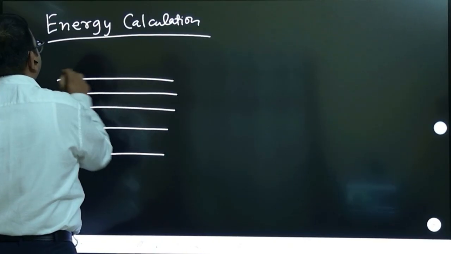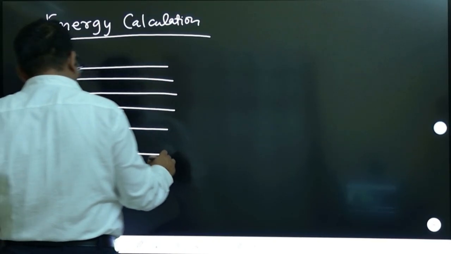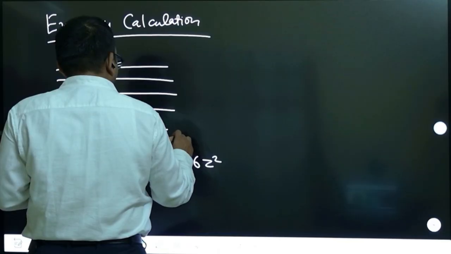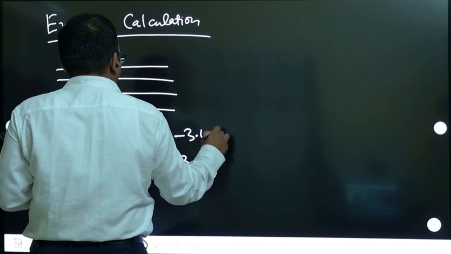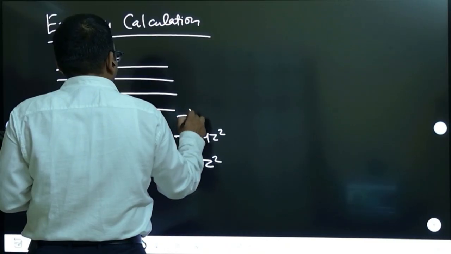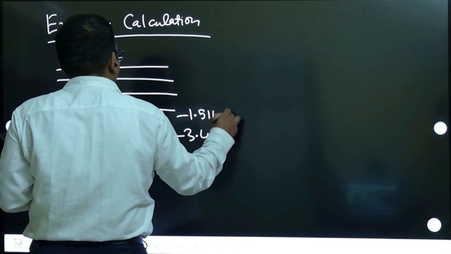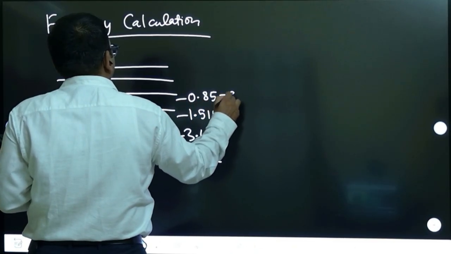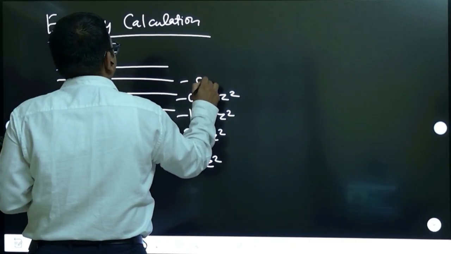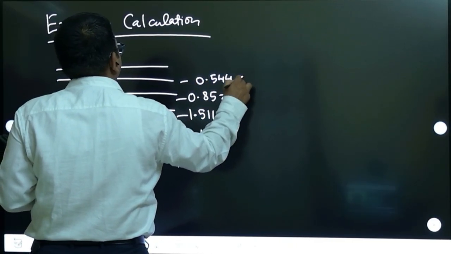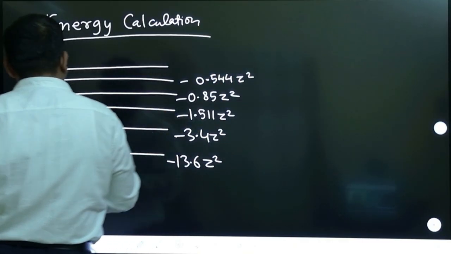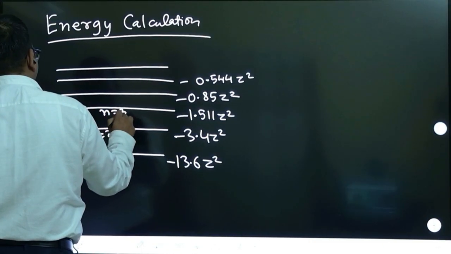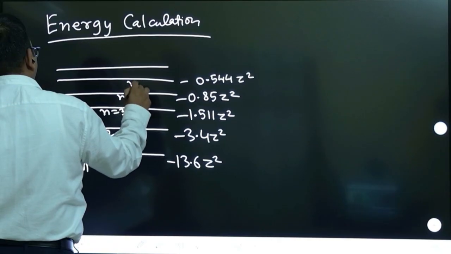Let us write the energies. First orbit: minus 13.6 Z square. Second orbit: minus 3.4 Z square. Next orbit: minus 1.511 Z square. Next is minus 0.85 Z square. Next is minus 0.544 Z square. This is for the first, second, third, fourth and fifth orbit.